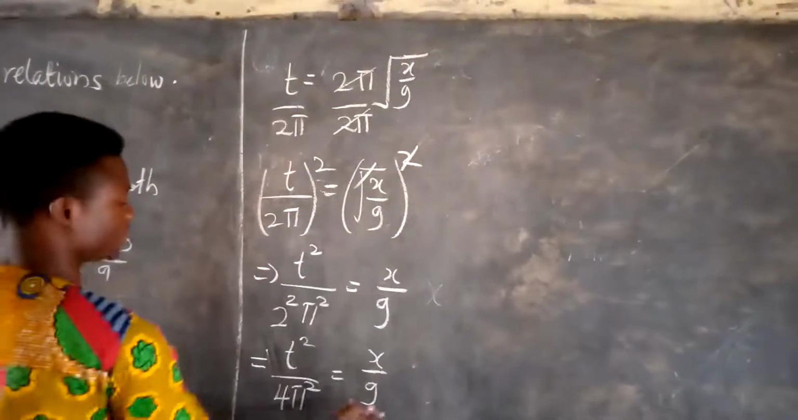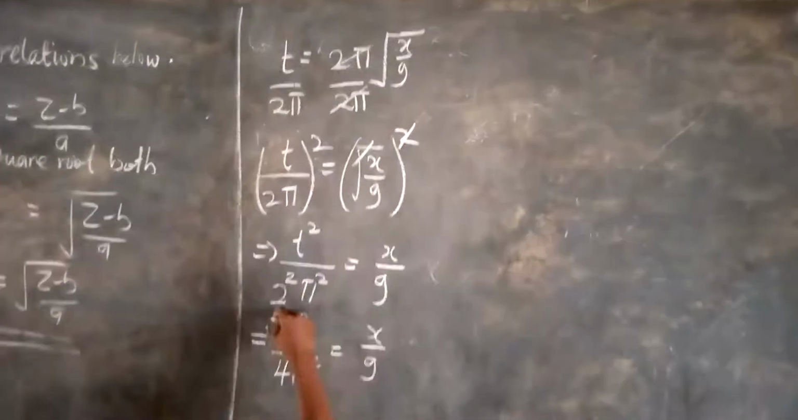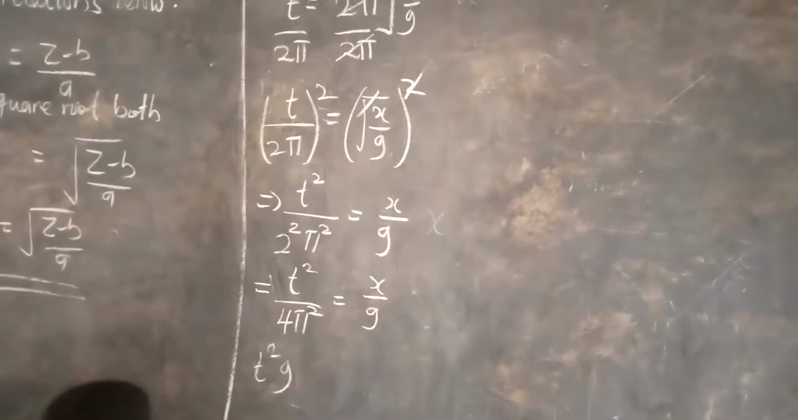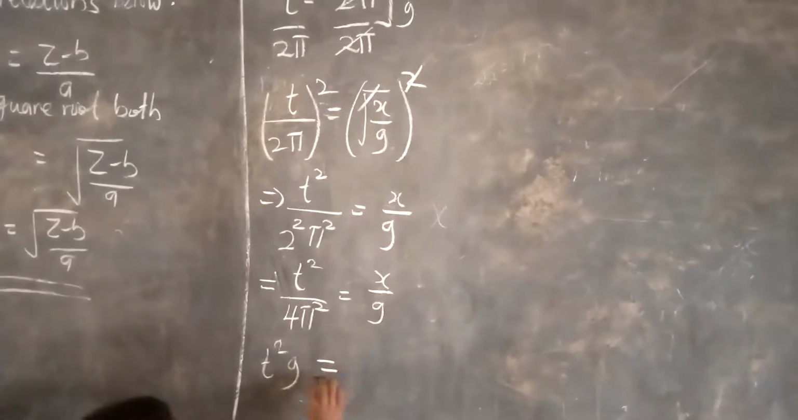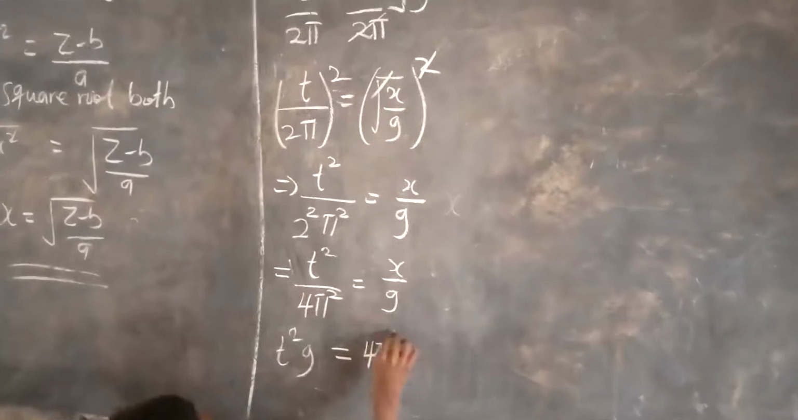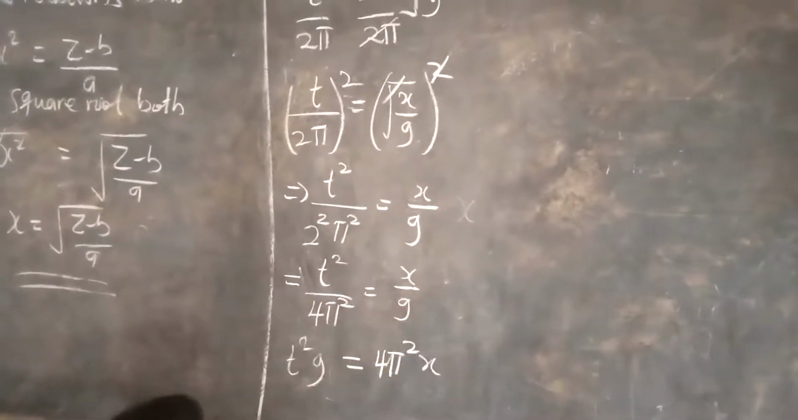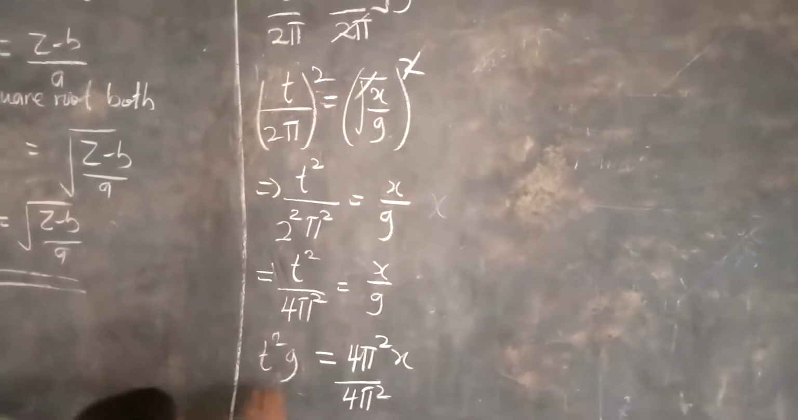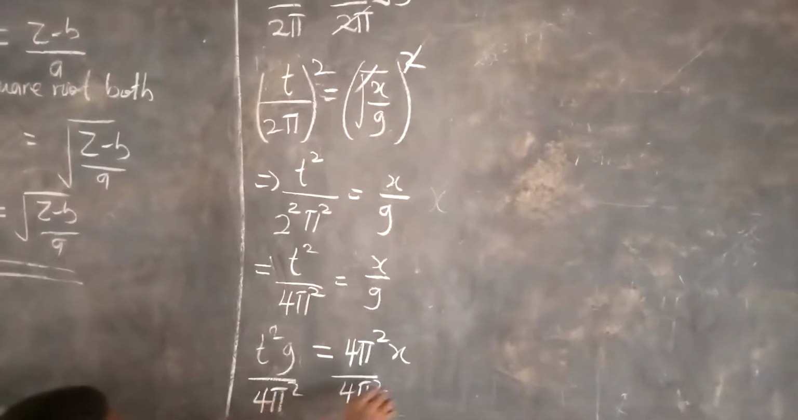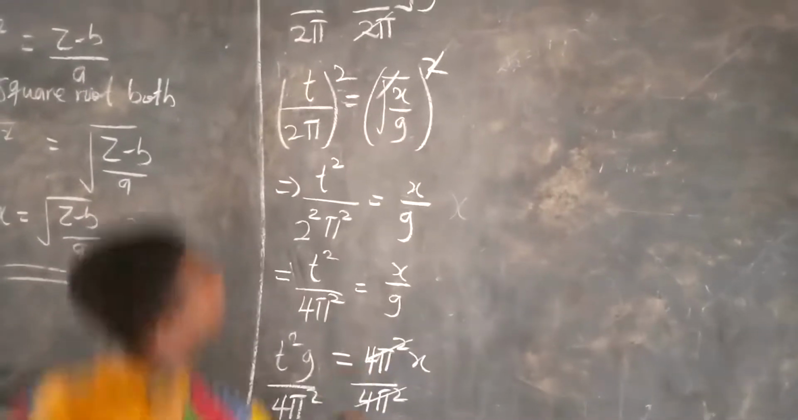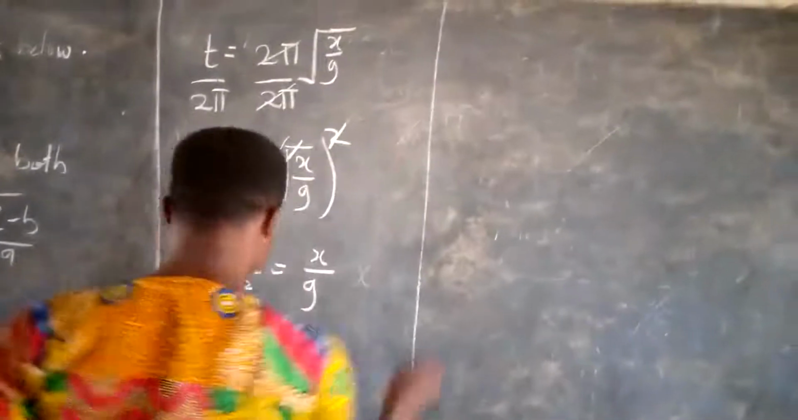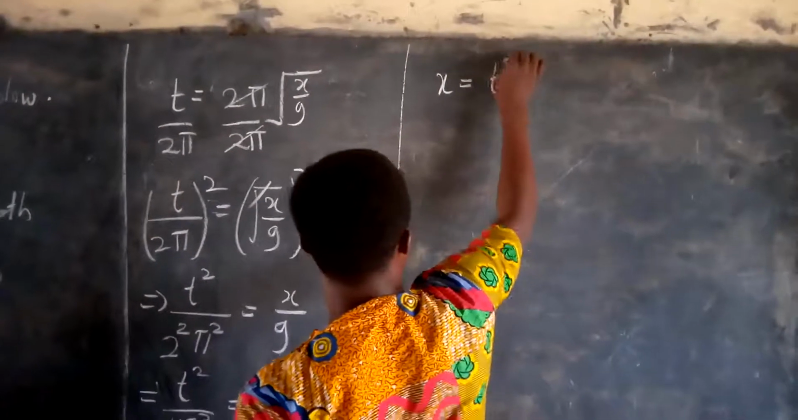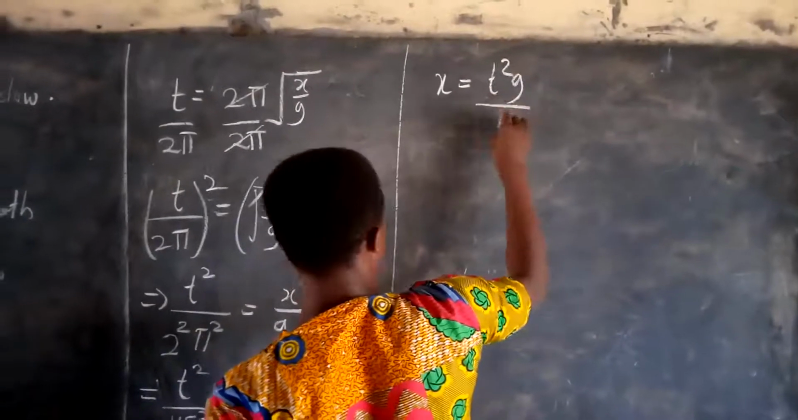All that we need to do here is cross multiplication. You multiply this by this, and this one by this. So we'll get t squared g is now equal to 4 pi squared x. We need x, so we divide the whole of this one by 4 pi squared, this one by 4 pi squared. Let's cancel this one, so finally we can say that our answer, x as the subject, is equal to t squared g over 4 pi squared.